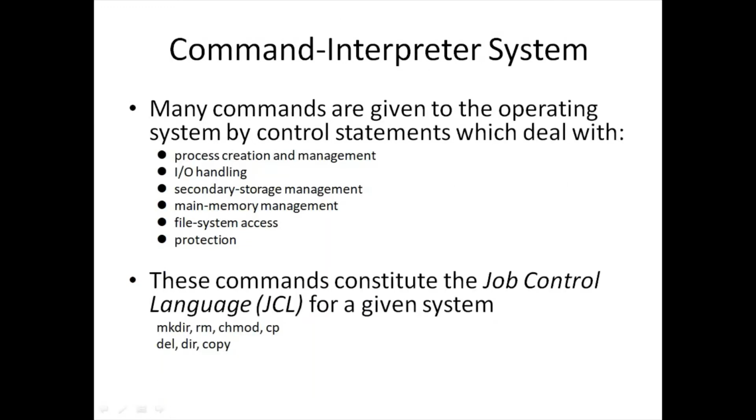Command interpreter system. Many commands are given to the operating system by control statements, which deal with process creation and management, IO handling, secondary storage management, memory management, and file management. This is known as a system call. The commands consist of job control, like mkdir. This command is used to create a directory, rm to remove something, and to change the mode or permission of a file or directory we use the chmod command.